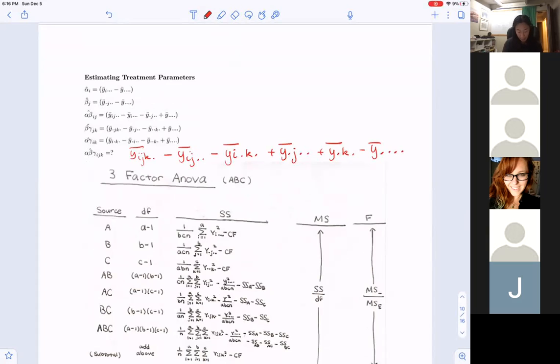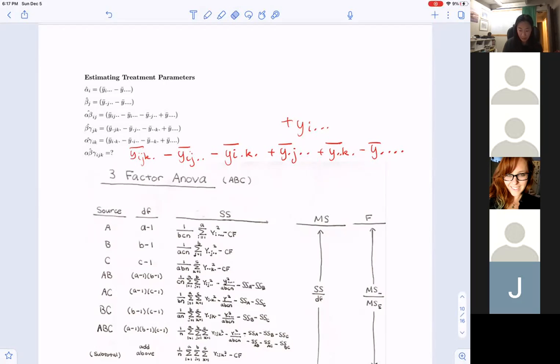All right, I think I got that right, right? Let's double check it. I think I didn't get that right. I dot K, there's way more than that. I think I'm missing plus y I dot dot, plus y dot k dot. There's supposed to be 8 there, and I think you only have 7. 1, 2, 3, 4, 5, 6, 7. Y I J K dot, y I J dot dot, minus y I dot K dot.